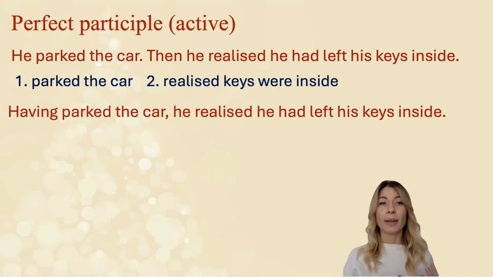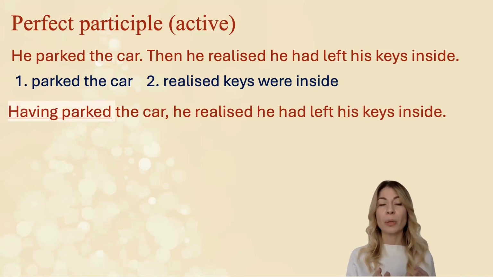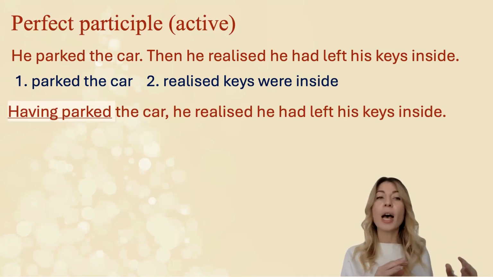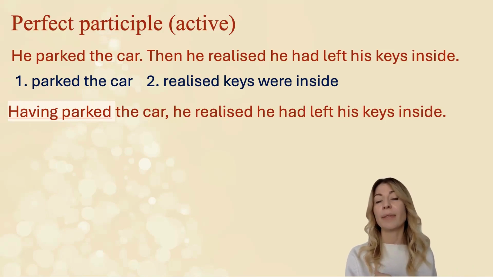So in this situation, we can link these two sentences by using this perfect participle form, active: having parked the car. The perfect participle contains having, which indicates a past action, the one that happened before another action in the past. Having parked the car, he realized he had left his keys inside. So first he parked, then he closed the door, and he realized. So the parking was the first action.